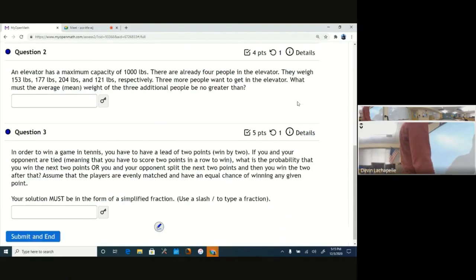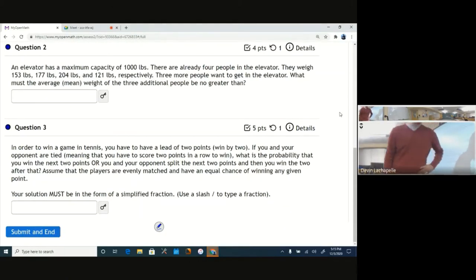All right, question number three. A little tricky one here. In order to win a game in tennis, you have to have a lead of 2 points. You gotta win by two. If you and your opponent are tied, you have to win 2 points in a row to win the game. What is the probability that you win the next 2 points, or you and your opponent split the next 2 points, and then you win the two after that? We're going to assume that everybody's evenly matched. There's an equal chance of winning any points. And our answer is going to be a fraction.